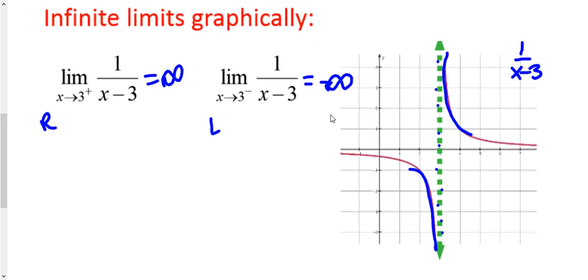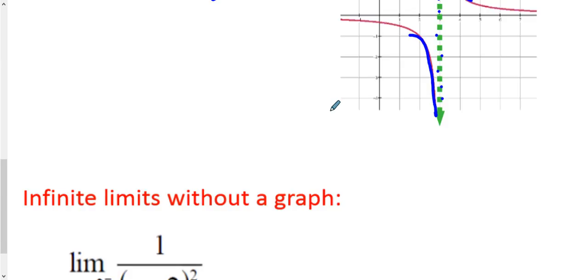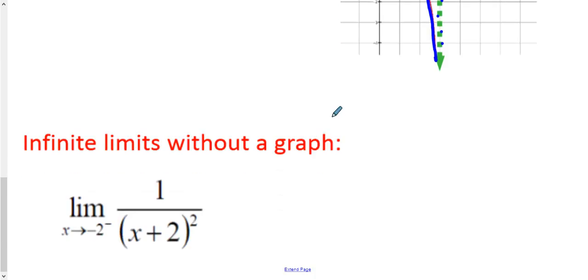We have also looked at infinite limits without a graph. So what's happened so far is we've been given an equation like this. I do want you to write these down in this section because I want you to have this information all together. We've done limits, so this is the limit as x approaches -2 from the left of 1 over (x + 2) squared. And what we've done without a graph so far is we've made a table.